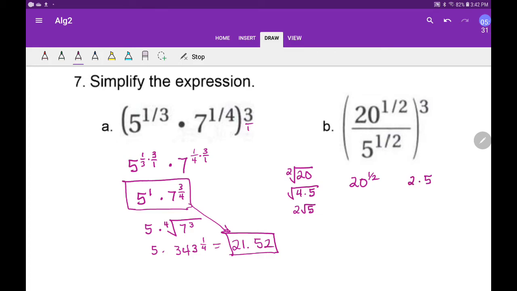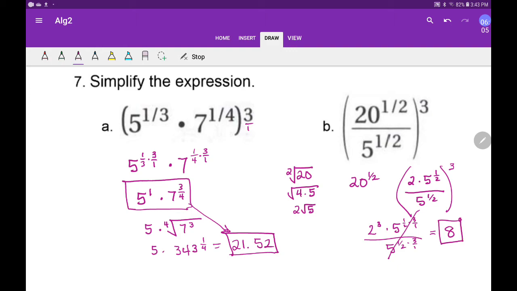So instead of saying 20, I could say 2 times 5 to the 1/2, right? Over 5 to the 1/2. Oh, look, they're going to cancel. But everything's going to be affected by the 3. So 2 to the 3 and 5 to the 1/2 times 3 over 1 over 5 to the 1/2 times 3 over 1. Either way, this is going to cancel, right? If it's 5 to the 3 1/2, I'll still cancel it. And I'm going to get 2 times 2 times 2, which is 8. Okay? And I can certainly do that on my calculator if I want to confirm that.